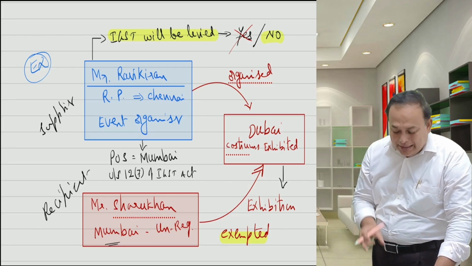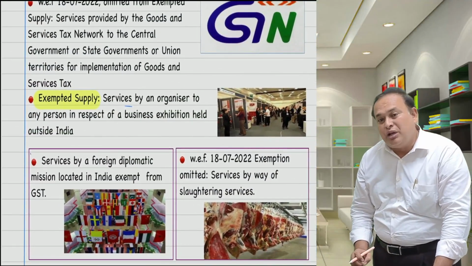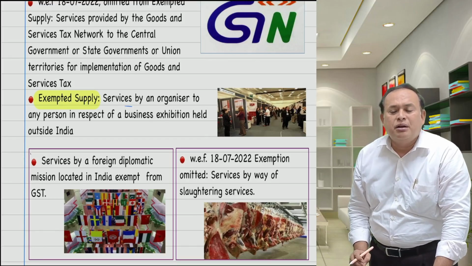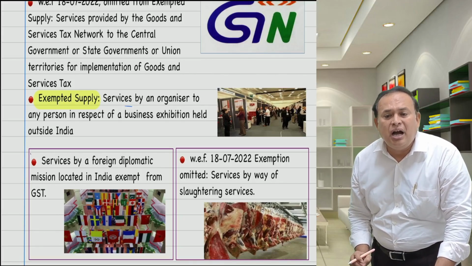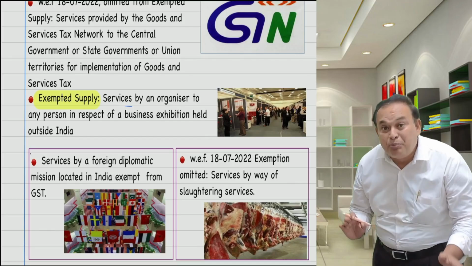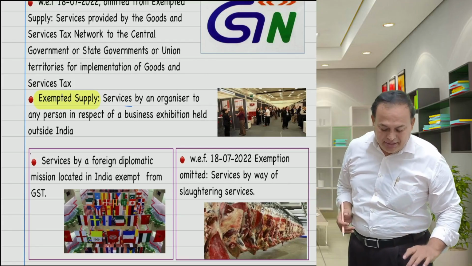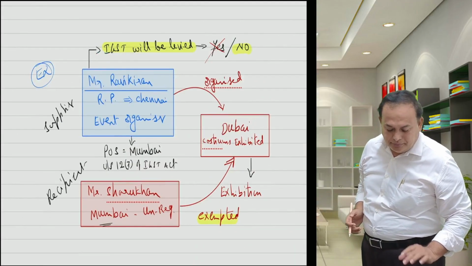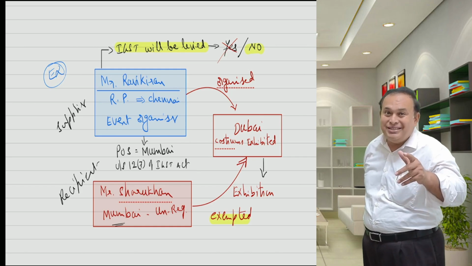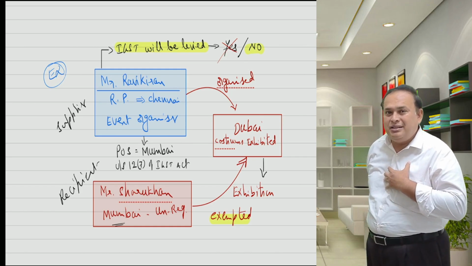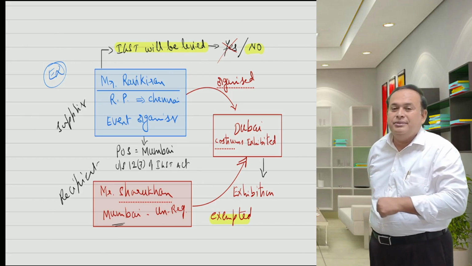One simple point here. By reading at your end, you will see what is going to happen: services by an organizer to any person in respect of a business exhibition held outside India are an exempt supply. That much only you come to know. But it has implications in practice. As a student, you can't visualize it. As faculty, we will work for it. We will do the research on it.